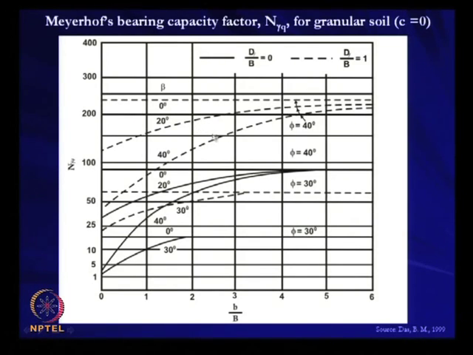Now, these values are for 0 degree, this is for 20 degree and this is for 40 degree corresponding to phi equal to 40. Similarly, for these firm lines corresponding to phi equal to 40, this is beta equal to 0, beta equal to 20 and beta equal to 40 degree. Now if phi equal to 30 degrees, then these dotted lines are for beta equal to 0 degree and this line is beta equal to 30 degree. So, this is 0 degree and this line is for 30 degree. Similarly, by using this chart, we can determine the bearing capacity factor of the foundation.